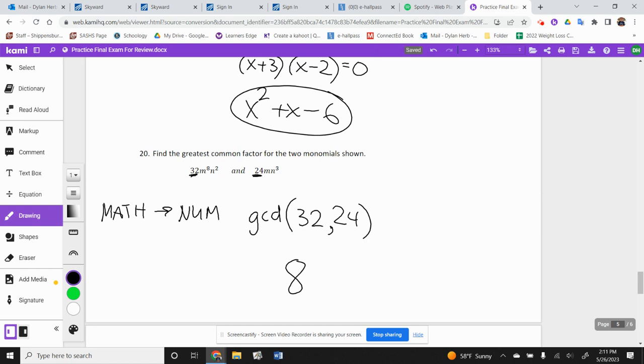Yeah, so it's like 8 is that. And then for the powers or for the variables, you always take the smallest power. So they both have an m. What's the least amount? The least amount is the one that's right there. And then they both have an n, and the least amount of n's that they have is a 2, because this one is 2 and the other one is 3, and 2 is the smallest.